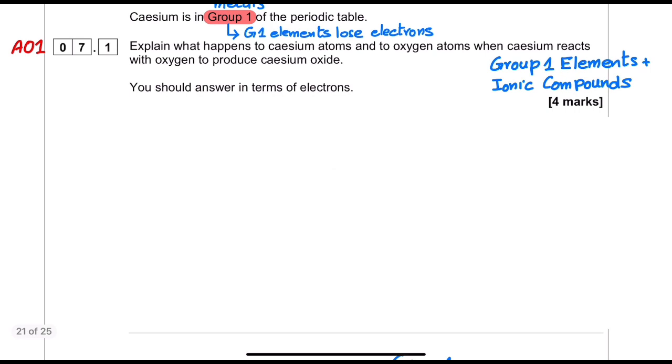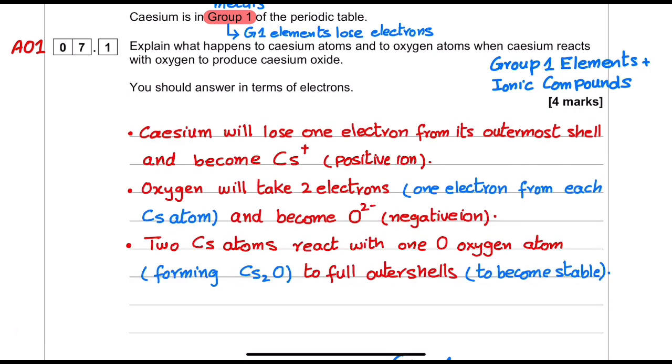Let's see the model answer. Cesium will lose 1 electron from its outermost shell and become Cs+, meaning the positive ion. Oxygen will take 2 electrons, 1 electron from each cesium atom. So it means we need 2 cesium atoms, and oxygen will become O2-, or oxide ion, a negative ion. 2 cesium atoms react with 1 oxygen atom and form cesium oxide, to fill the outermost shell and become stable like noble gases.